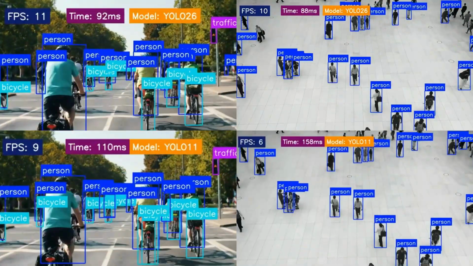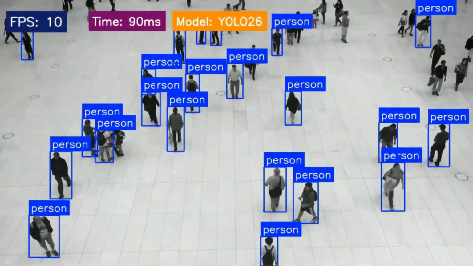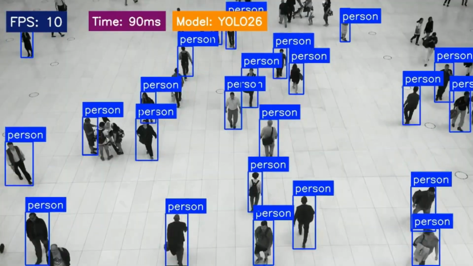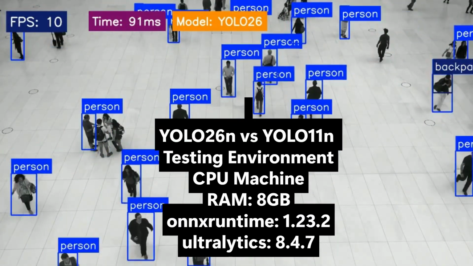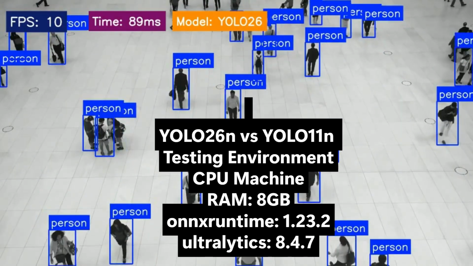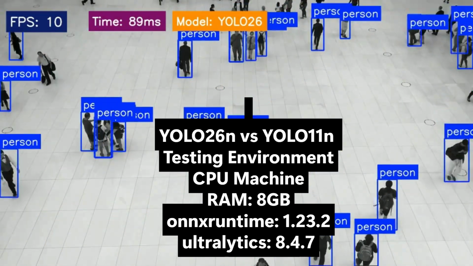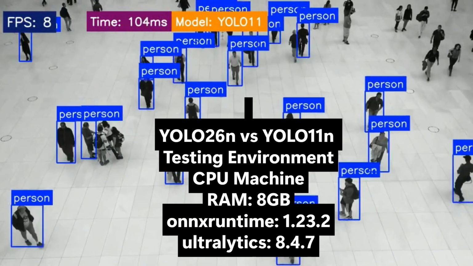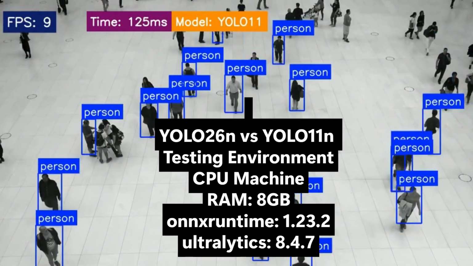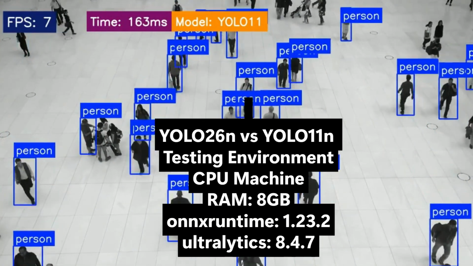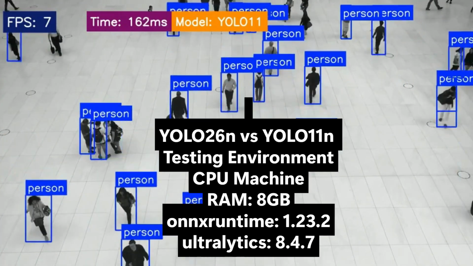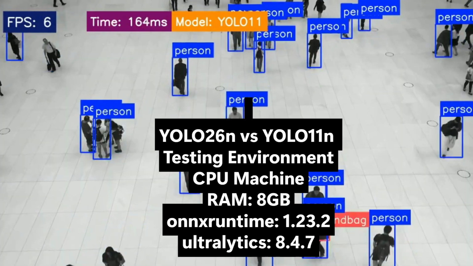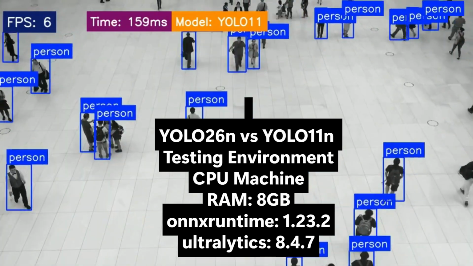Here are my testing environment details, which you can see on your screen. I am testing on my local CPU machine. I have 8 GB of RAM in my local machine, and we are doing a comparison of YOLO26 and YOLO11 nano models. I have the latest ONNX Runtime installed, which is 1.23.2, and I also have Ultralytics' latest version installed, which is 8.4.7.